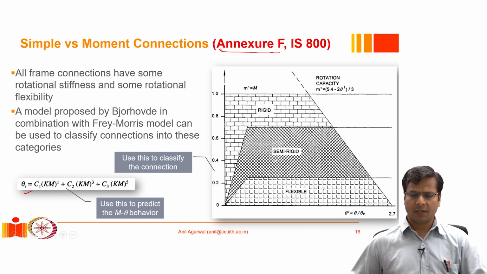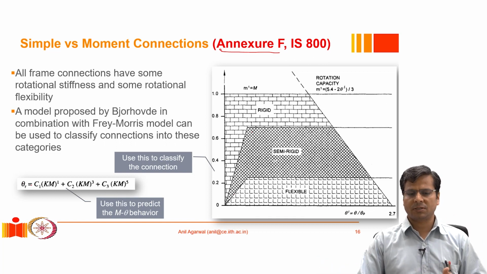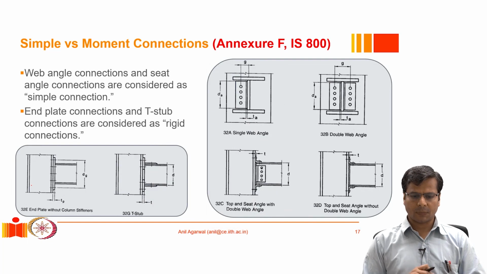Even Annexure F, in addition to this guideline, which can help you identify a connection type, also gives you pre-selected types of connections which are well established to fall into one or the other category. Here are some of those connections I am listing. The 4 connections that you see here are named in the Indian code as A, B, C and D. So these are all simple connections or flexible connections.